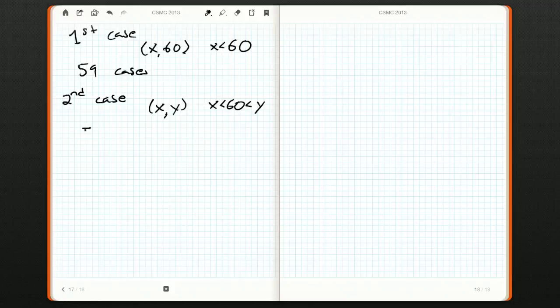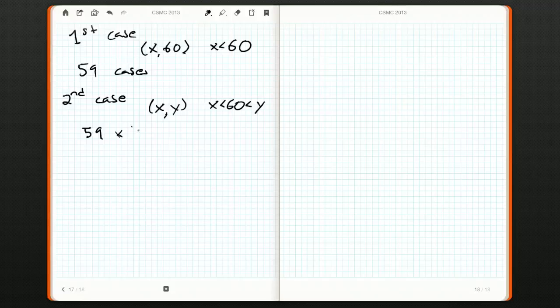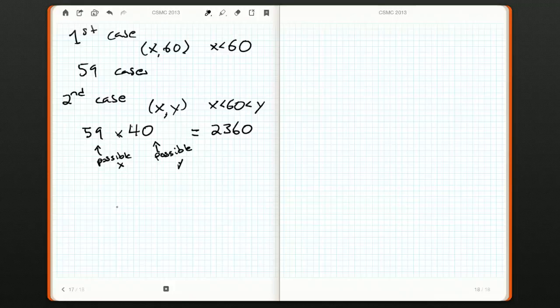And that's 59 possibilities for x times, I think it's up to 100 inclusive, so that would be 40 cases for y, right? Yeah. All right, so let's simplify that now while we've got it up. So 59 times 40, 2360. A thought just occurred, you could probably graph this in some interesting way.